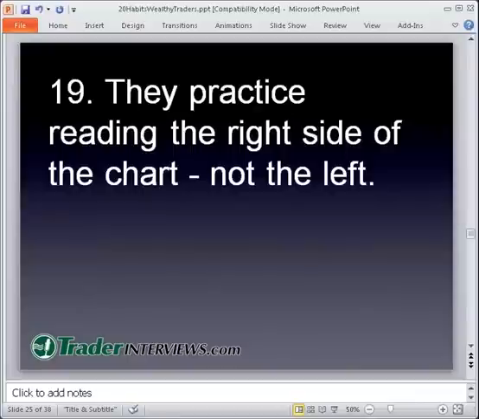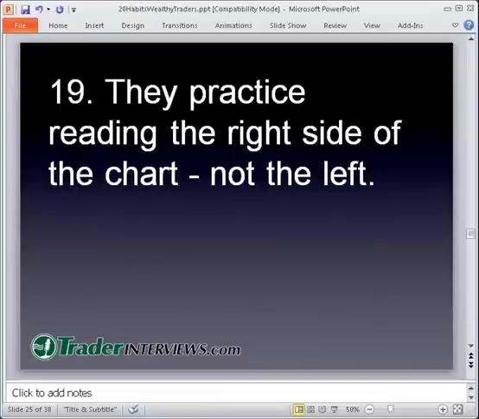So we can all see those bull flags, we can all see those bear flags, we can all see those beautiful trend lines and the moving averages. The trick is to see it happening while it's happening. That's when you've got to make the money, not after the fact. We can all see those patterns after. The wealthy traders of this world practice reading the right side of the chart.